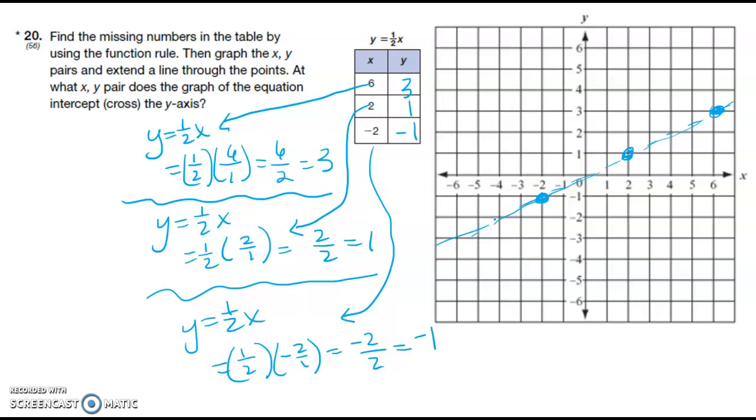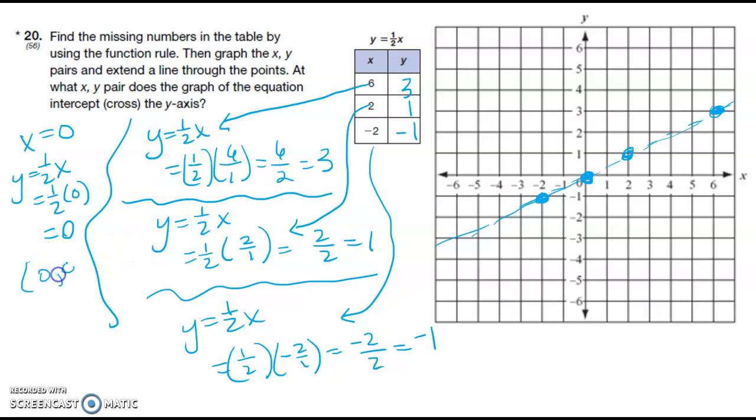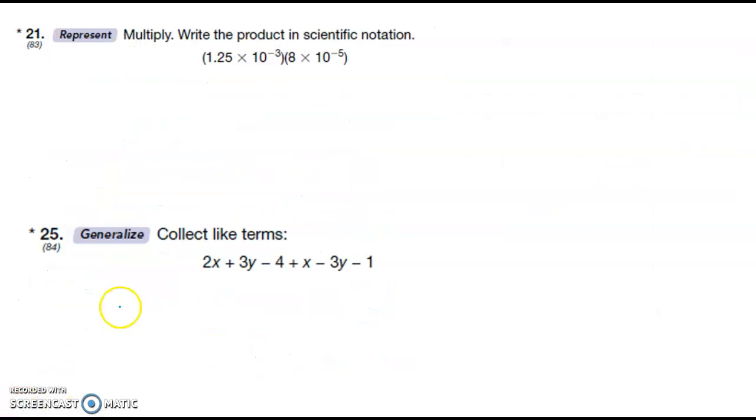At which xy pair does the equation cross the y-axis? So it's going to cross the y-axis when x is equal to 0. So if I plug in 0, 1/2 times 0 is equal to 0. It should go through 0, 0, which it does. So that's going to be 0, 0. Okay.